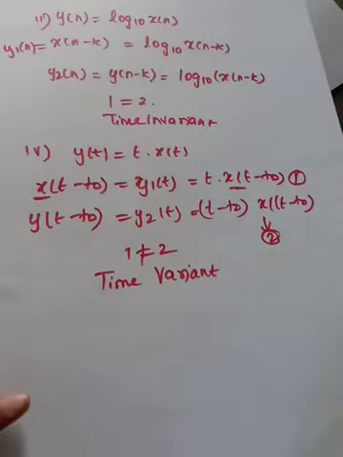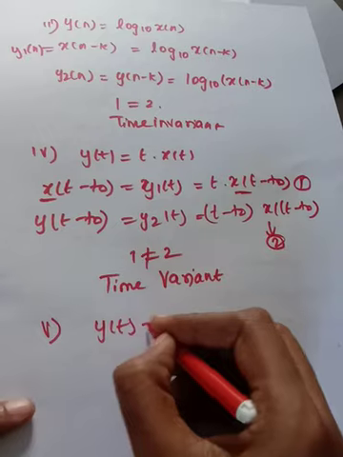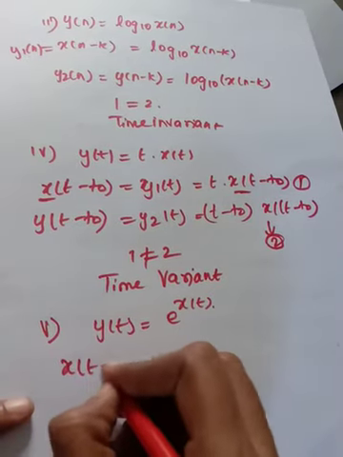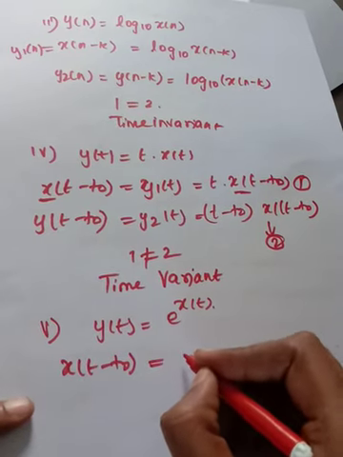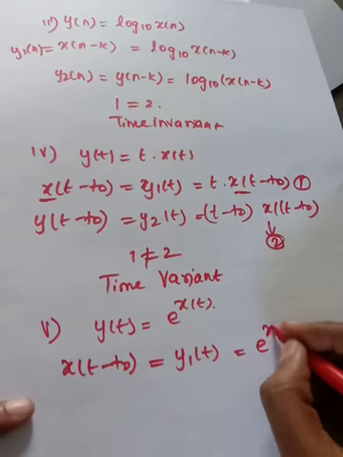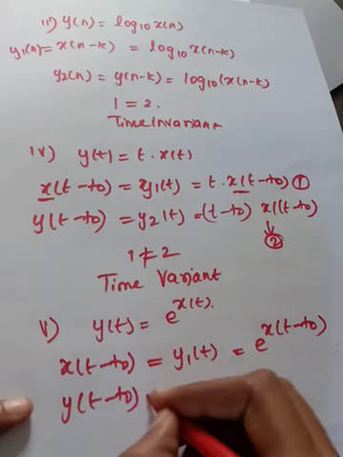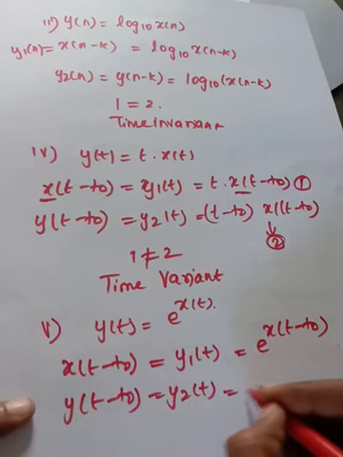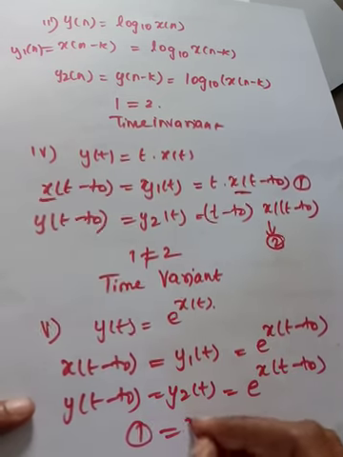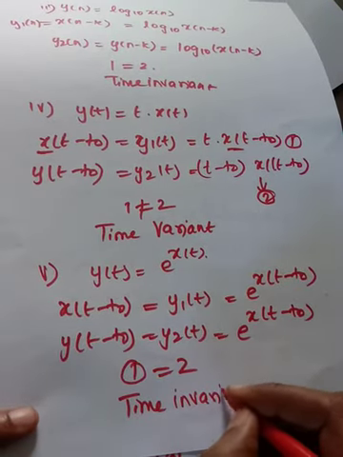Understood? The fifth problem is y of t equal to e to the power x of t. Here I am first going to find x of t minus t naught, that is y1 of t, which is equal to e to the power x of t minus t naught. Then I am going to find y of t minus t naught, which is y2 of t, which is also e to the power x of t minus t naught. So 1 and 2 are the same, so it is said to be a time invariant system.